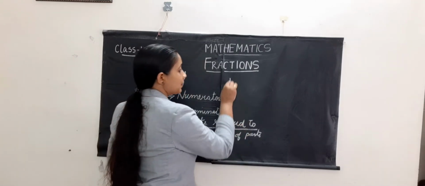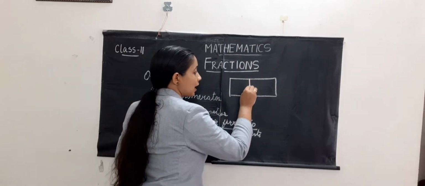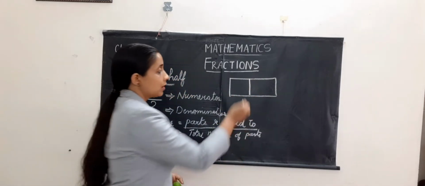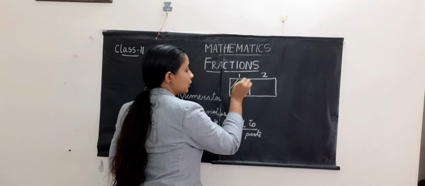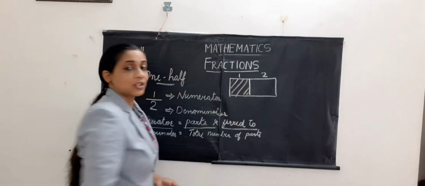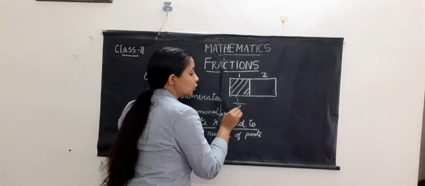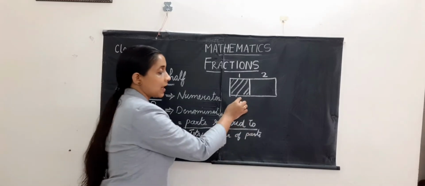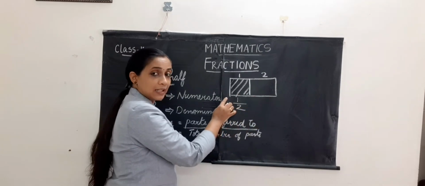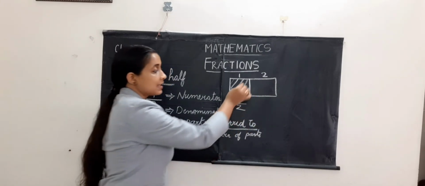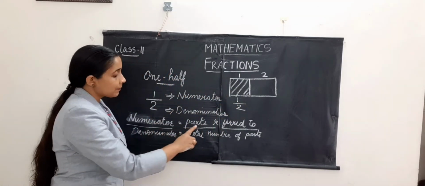Okay, for example, this is a rectangle. Okay, and you divide that rectangle into 2. This is one part, this is another part. Okay, so this shaded portion is what? 1 out of 2 portions. This shaded portion is 1/2. Okay, because this whole rectangle is divided into 2 parts and this shaded portion is 1 part out of 2 parts. That is the part referred to.